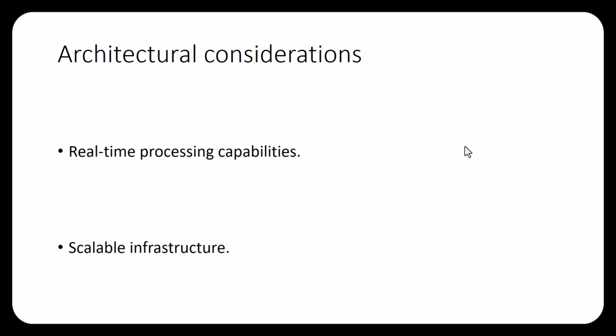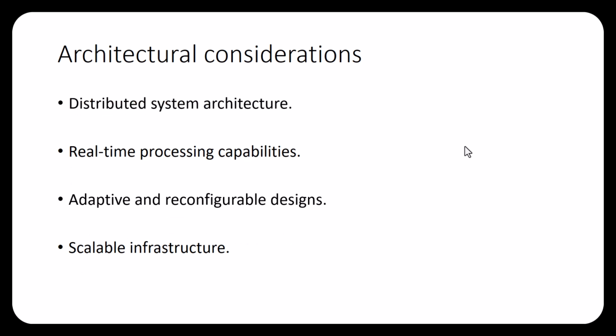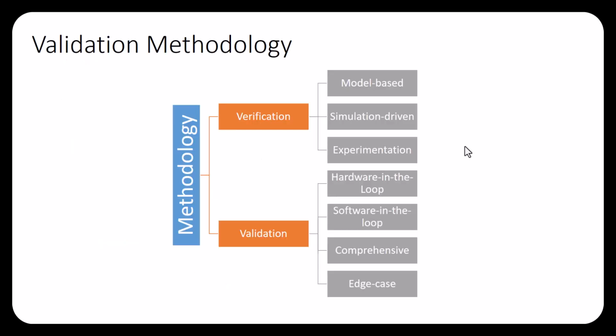Now, as far as architectural consideration is concerned, the infrastructure should be scalable. We all know that. Real-time processing capabilities, adaptive and reconfigurable designs, distributed system architecture. Obviously, when it is modular, it's distributed. Key attributes of CPS we came across: reliability, energy optimization, fault tolerance, security and privacy, performance efficiency.